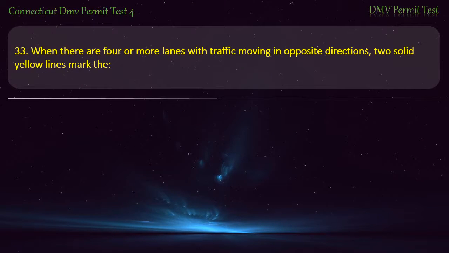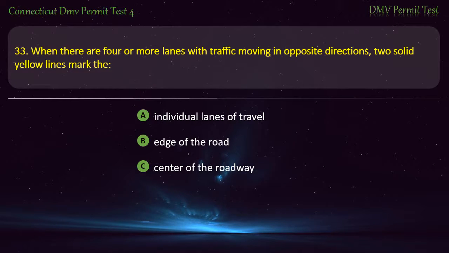Question 33. When there are 4 or more lanes with traffic moving in opposite directions, 2 solid yellow lines mark the: Individual lanes of travel. Edge of the road. Center of the roadway. None of the above. Answer: Center of the roadway.